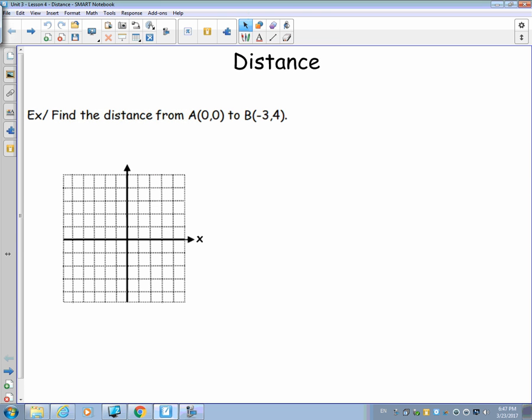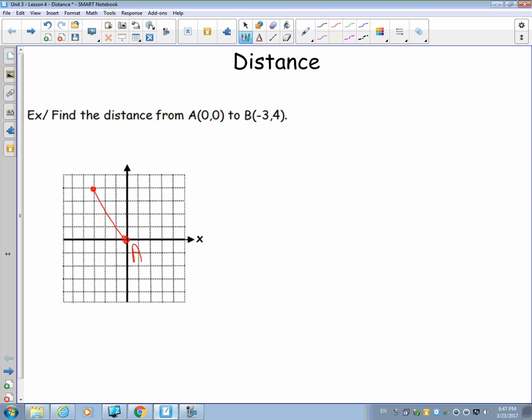In this lesson, we're going to examine the distance between points in particular. So let's look at something simple. I want to find the distance from A, 0, 0, which is right here, to B, negative 3 and 4. I want to find how far apart those two dots are.